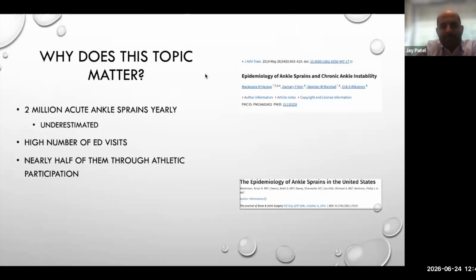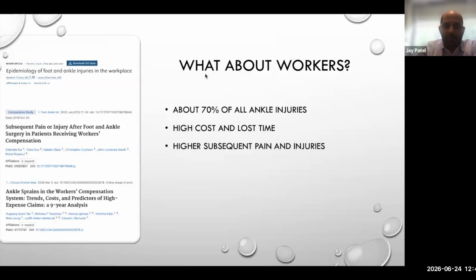So why does this topic matter? If you look at the incidence, it's pretty high, and all of it is significantly underestimated, about 2 million acute ankle sprains on a yearly basis. Most patients don't go to the emergency room, right? Sometimes they show up directly to clinic, so not everyone gets included in these studies. There is a high number of emergency room visits. Nearly half of those people who show up to the emergency room are athletes. It's a very common reason for missed sports participation, and particularly in basketball, it's a common reason for missed game time as well.